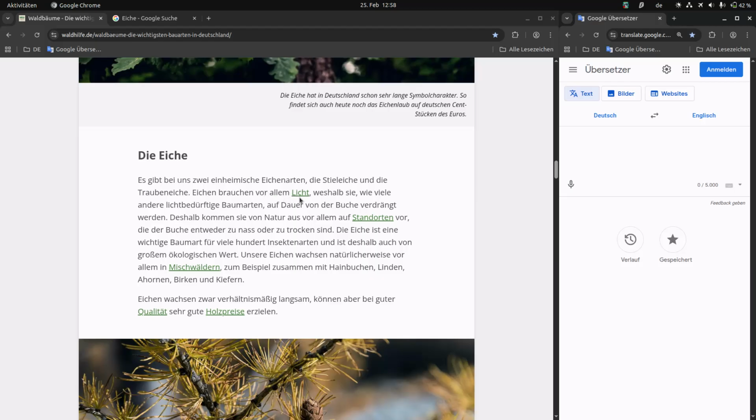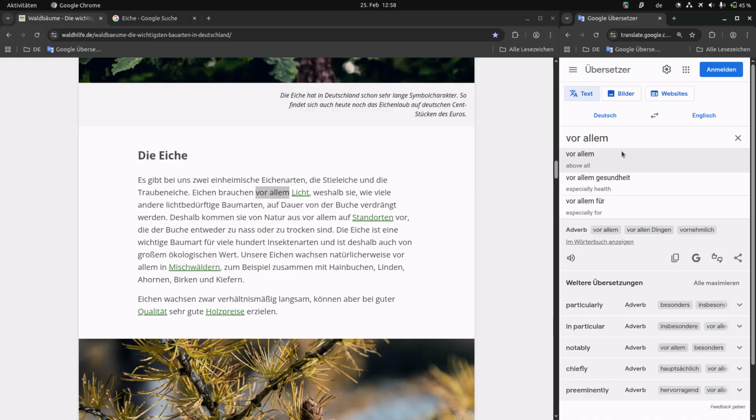Eichen brauchen vor allem Licht, weshalb sie wie viele andere lichtbedürftige Baumarten auf Dauer von der Buche verdrängt werden. Eichen, oaks, brauchen, need, vor allem, before all. Vor can have different meanings, as I said before, in terms of time or place. But in this case, vor allem is kind of a saying, and it means especially or above all. Vor is of course not necessarily translated to above. That would rather be über allem.